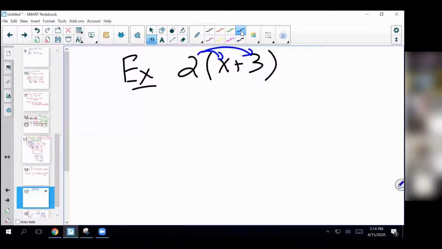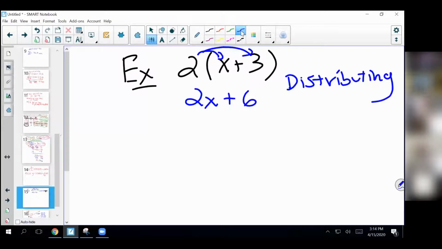You take the 2 and multiply by the x to get 2x. 2 times 3 is 6. This is called distributing. Now sometimes distributing is a little bit harder. So here's another example, distributing.